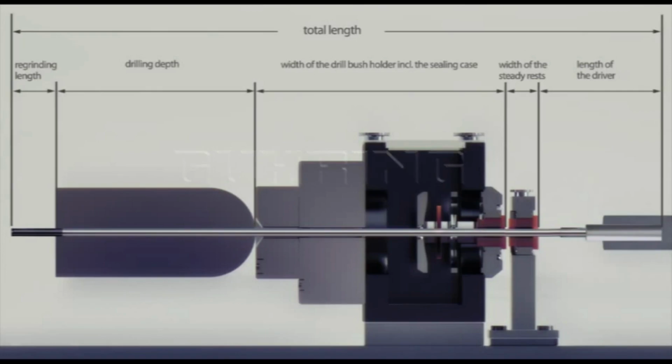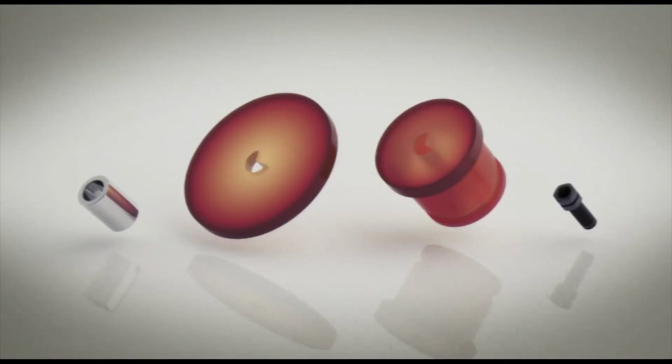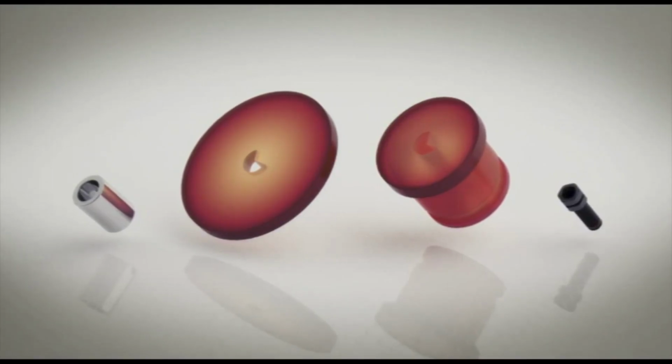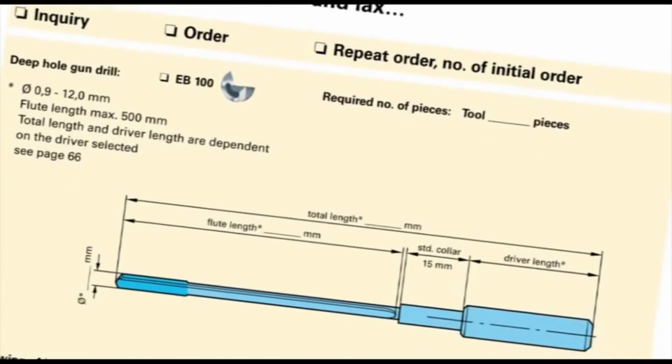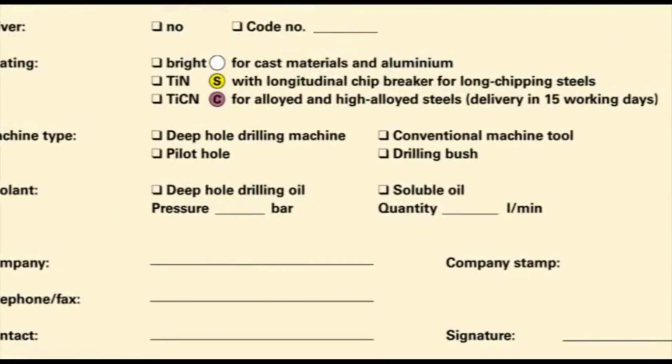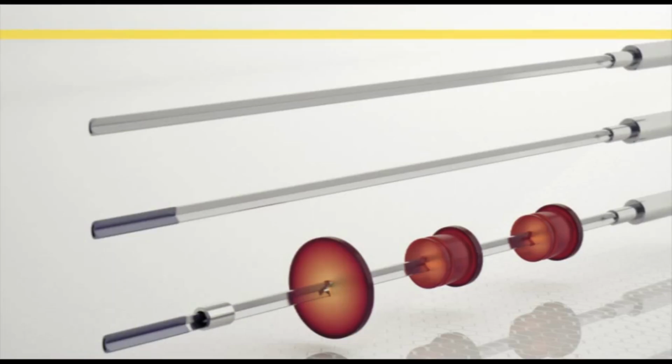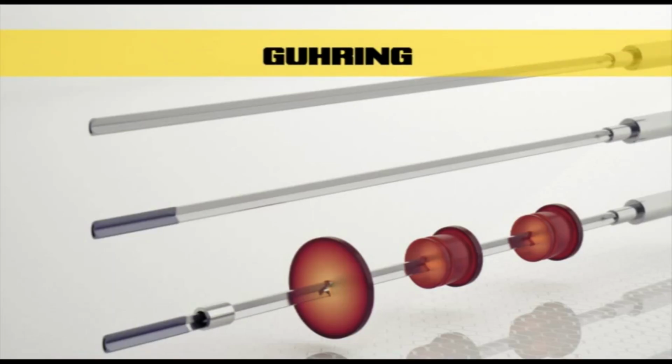Matching drill bushes, sealing discs and steady rest bushes, and an adjusting screw must be taken into account when ordering or making inquiries. You will find forms for inquiries and orders in the back of the product catalogue. Correct orders of gun drills and accessories save time and costs.